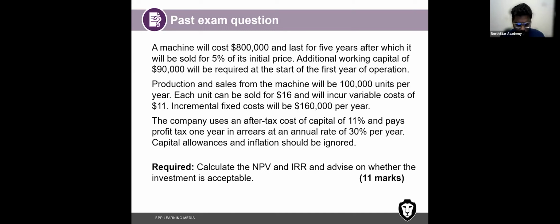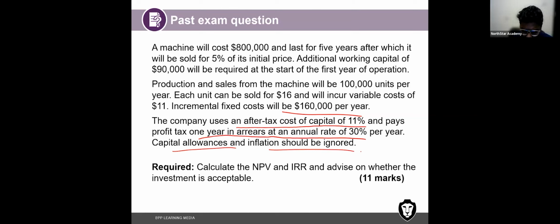Now production and sales from the machine will be 100,000 units per year. Each unit can be sold for $16. Will incur variable costs of $11. Incremental fixed cost will be $160,000 per year. Now, the company uses an after-tax cost of capital, so post-tax 11%. Tax is paid 1 year in arrears at an annual rate of 30%. Capital allowances and inflation should be ignored.